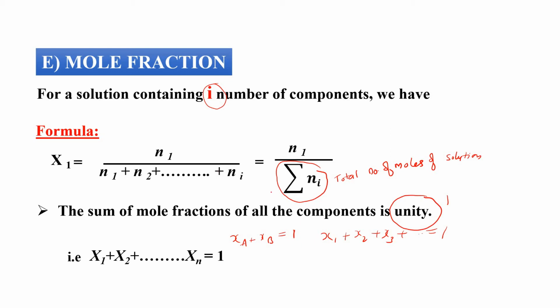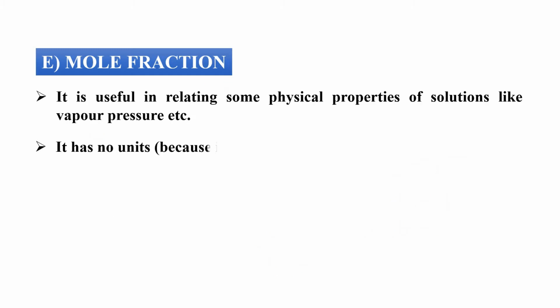In this case, if for example you calculated the mole fraction of A, and you want to calculate the mole fraction of B next, how to calculate? Mole fraction of B is equal to 1 minus mole fraction of A. In this way we can easily calculate it. Next, what are some important points about mole fraction?